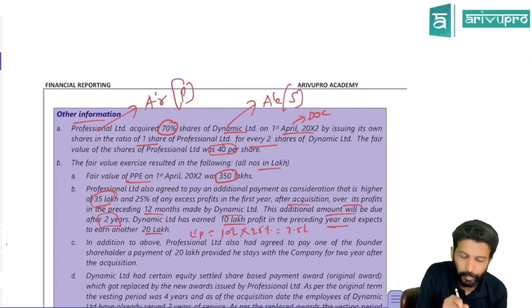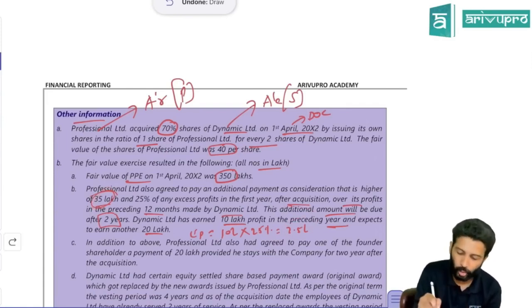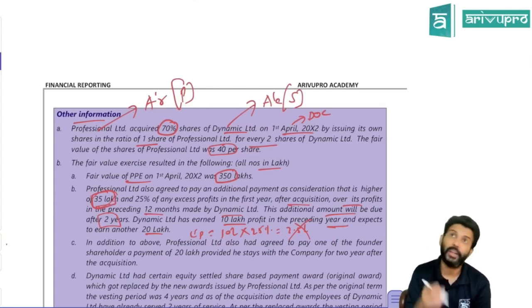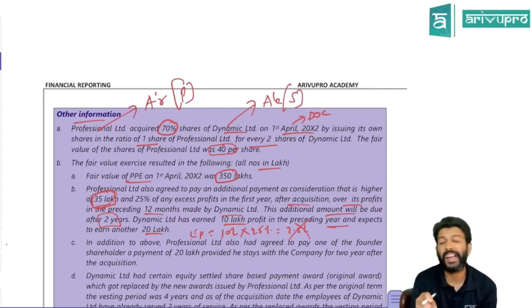So what did they say? The acquirer will give the higher of the two, 35 lakh or this 2.5 lakh, whichever is higher. So 2.5 is irrelevant for us. 35 lakh is the deferred consideration. Will deferred consideration form part of PC? Very much yes.